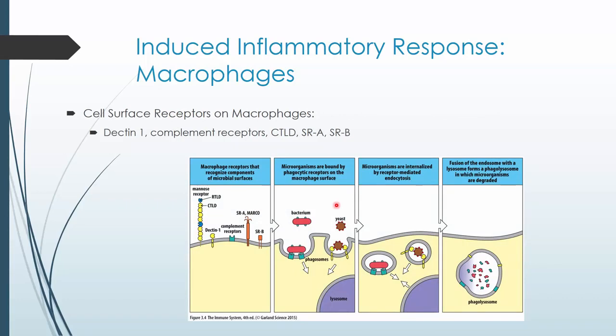So the cell surface receptors on macrophages, there are many of them. The details, the names, aren't super important. What's important is to know that these receptors that are on the surface mediate phagocytosis. So if those receptors bind to some sort of a pathogen motif, the pathogen will be phagocytosed and degraded. I'm going to pause here and talk a little bit about pathogen motifs because that's kind of an ambiguous concept.